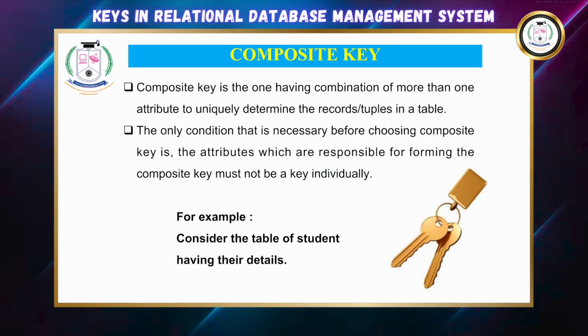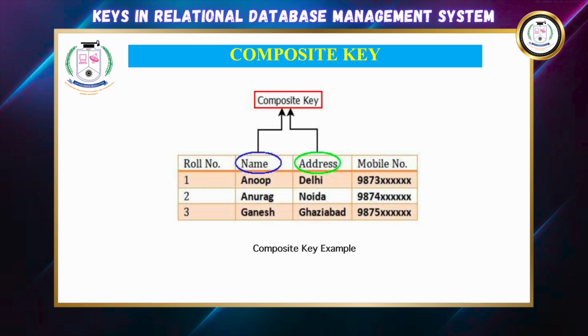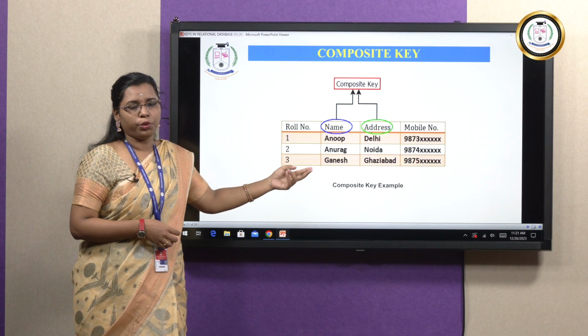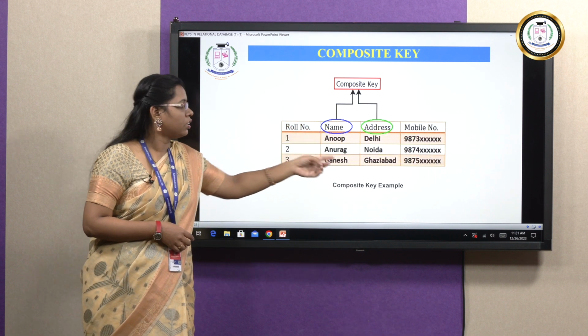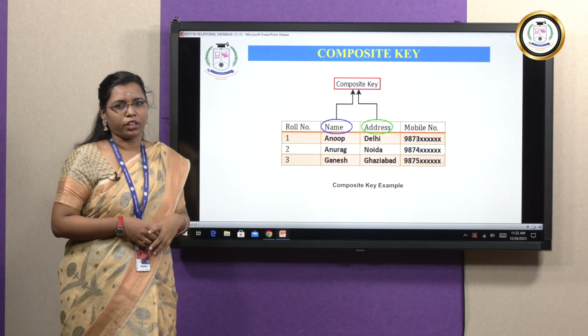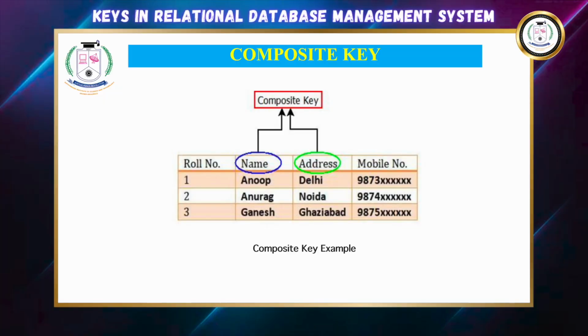So let us see a simple example. Consider the table of students having their details. Here in the student table, roll number, name, address, mobile number are the attributes, and 3 records are inserted. So the combination of 2 attributes can be known as a composite key. The name and the address are used for unique identification, so they are used as a composite key.